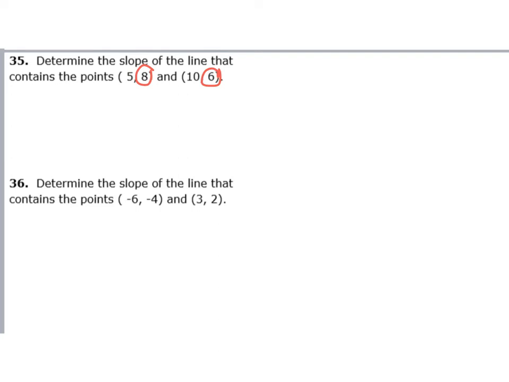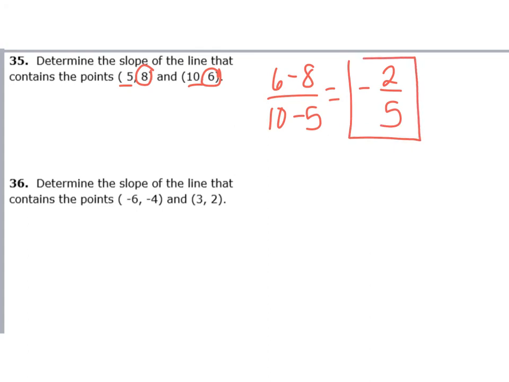You do the second one first. So 6 minus 8 over, and then we do our x's, 10 minus 5. Order is important. You have to do the second one first each time. So 6 minus 8 over 10 minus 5, when I reduce that in my calculator, gives me negative 2 fifths.